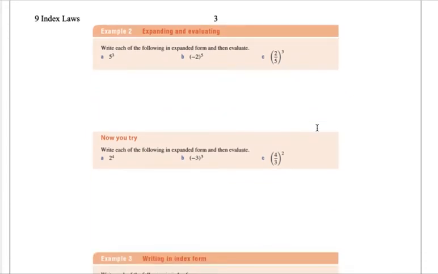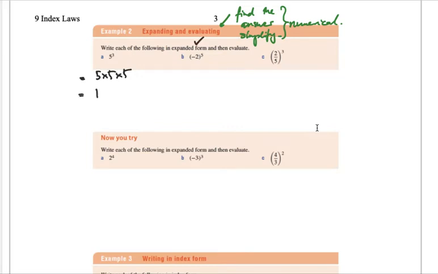Now the word evaluate means to find the answer, or simplify. So in this case, we're going to find a numerical answer, so a final numerical answer. So 5 cubed is 5 times 5 times 5, that's expanded form, we've done that. Now let's evaluate. Well, 5 times 5 is 25, times 5 is 125. I think we all know that one.